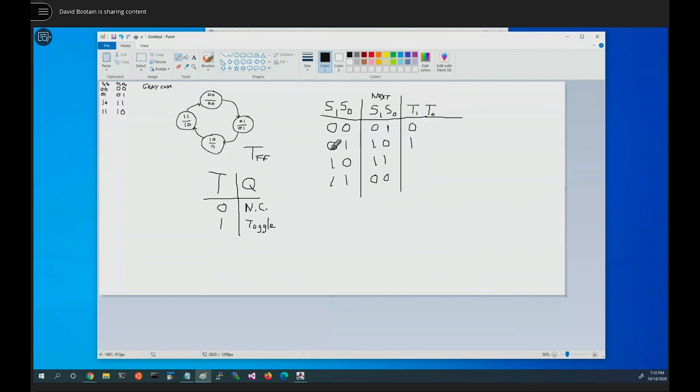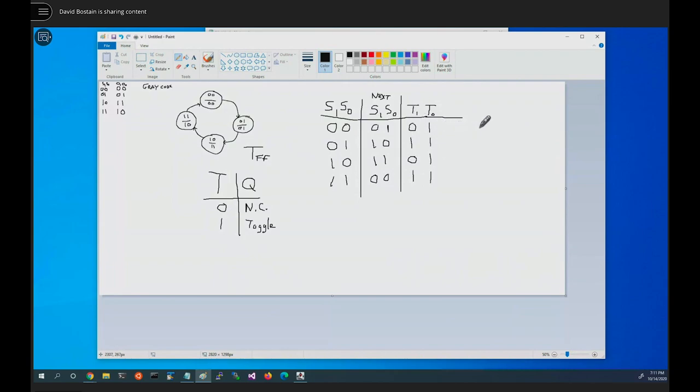Okay, to toggle, I have to set my T bit to a 1 back here. Here, it's the same, so I don't want to do anything. And here it toggles from a 1 to a 0. How about the other bit? 0 goes to 1. That sounds like a toggle to me. 1 goes to 0. That sounds like a toggle to me. 0 goes to 1. That sounds like a toggle to me. 1 goes to 0. Sounds like a toggle to me. Okay.